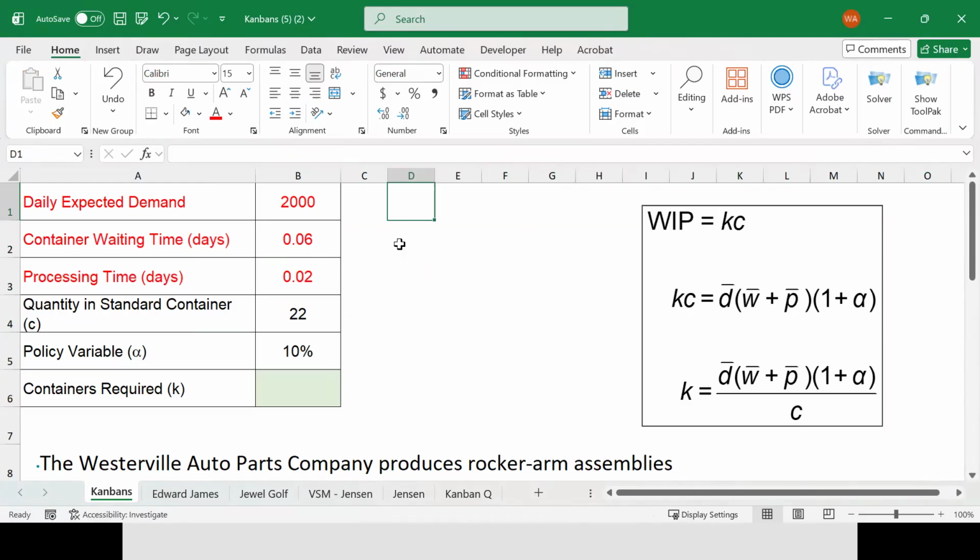And I want to answer the question of what our work in process is for any given day. Keep in mind, work in process is a function of the number of containers that need to be used multiplied by the number of parts in each container. So for me to figure out my work in process here, I would need to know the average daily demand. Let me make this just a little bit bigger.